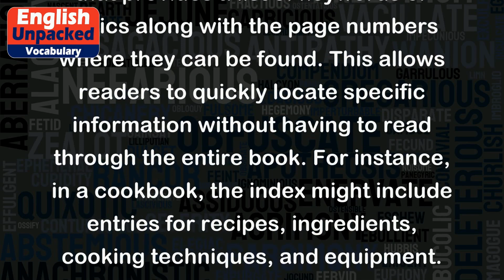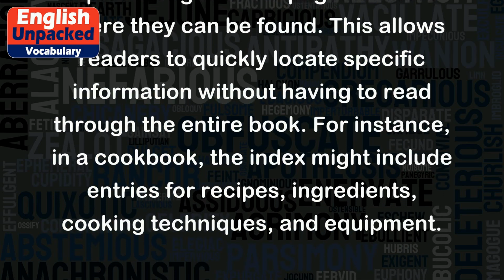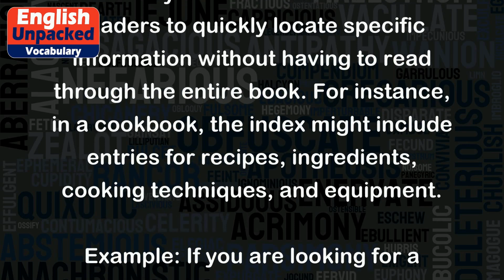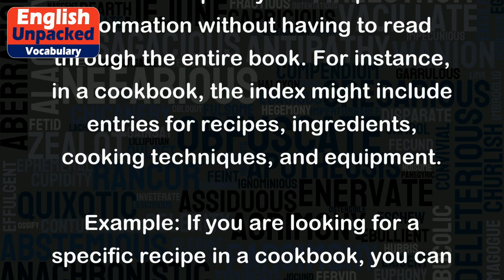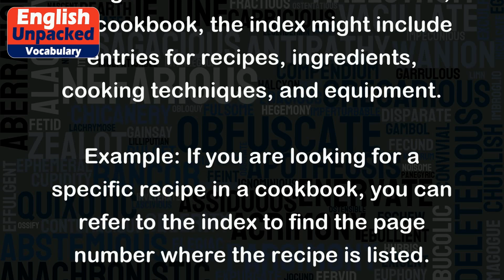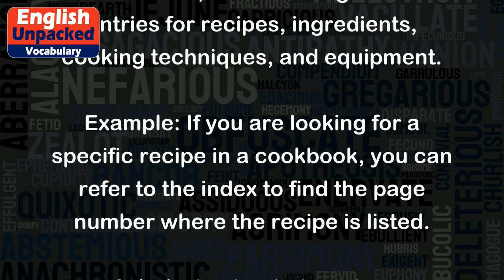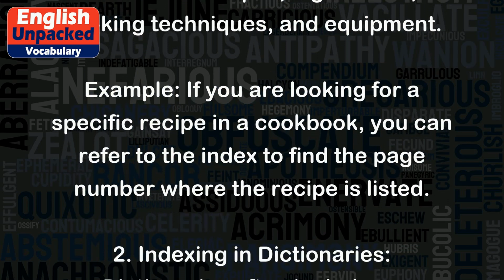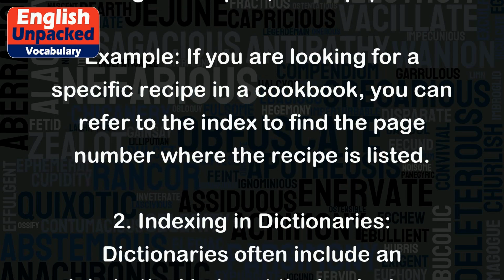For instance, in a cookbook, the index might include entries for recipes, ingredients, cooking techniques, and equipment. Example: if you are looking for a specific recipe in a cookbook, you can refer to the index to find the page number where the recipe is listed.